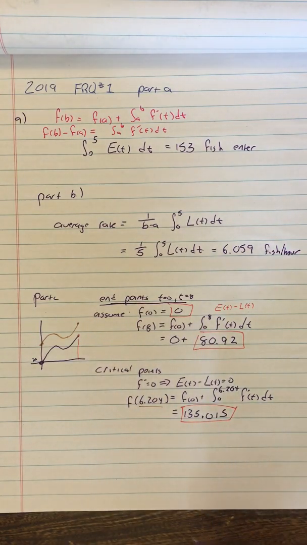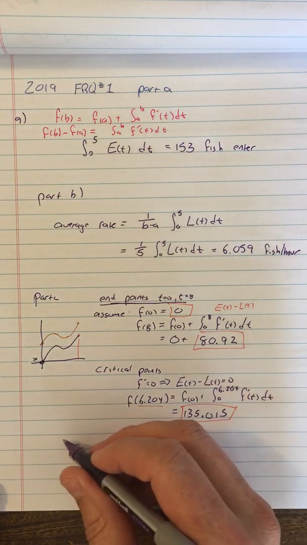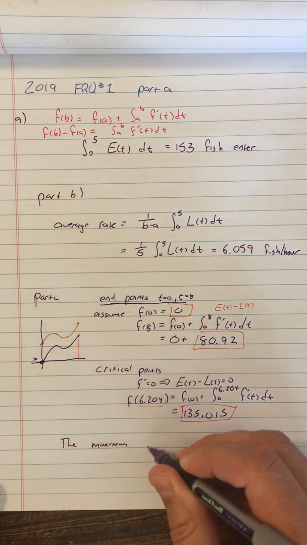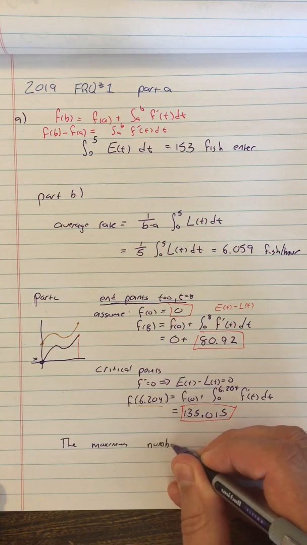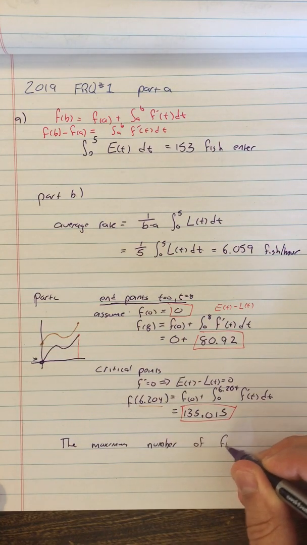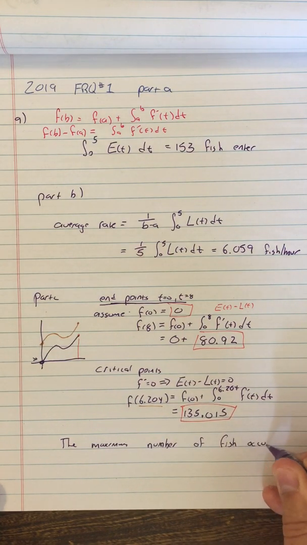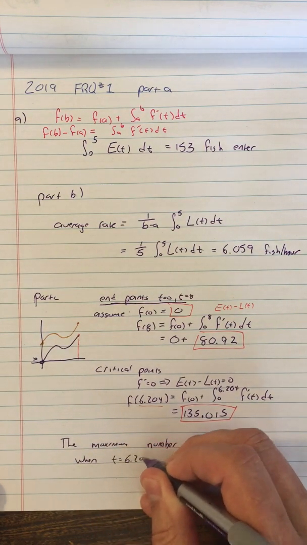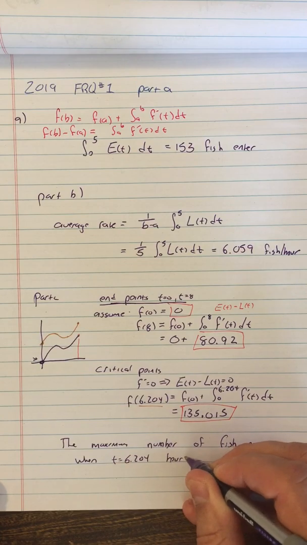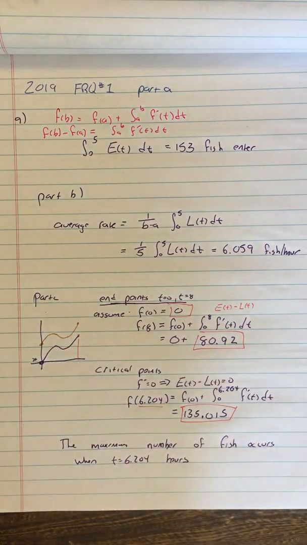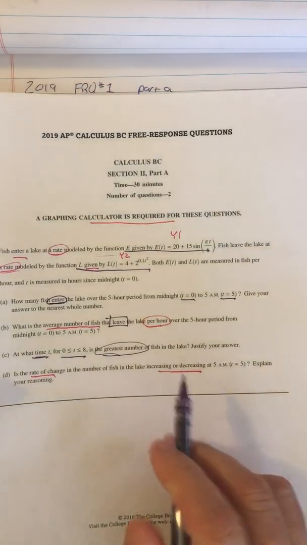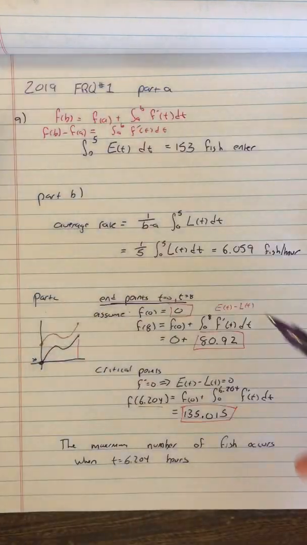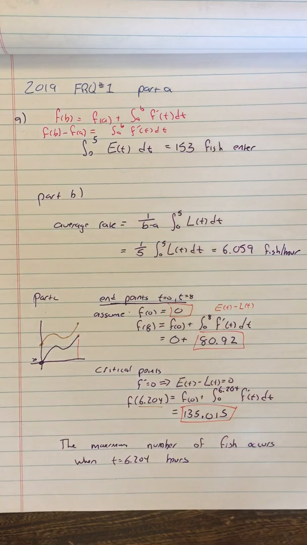And then we just need to state our conclusion and say that the maximum number of fish occurs when t equals 6.204. If you want to put the units of hours, you may, but it does not ask for units. It just says justify your answer. And in this case, we're going to find that this table of values counts as a justification.